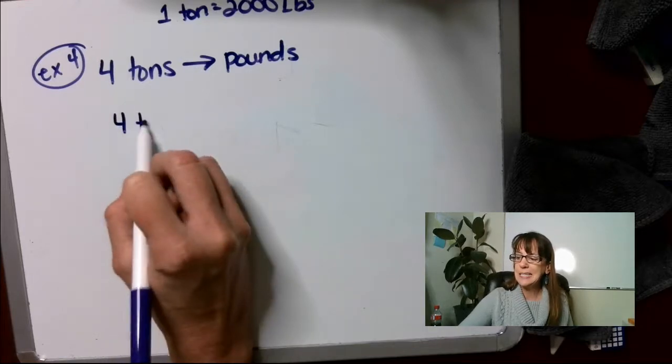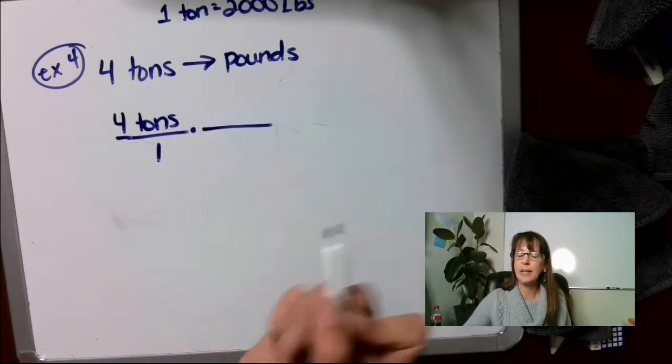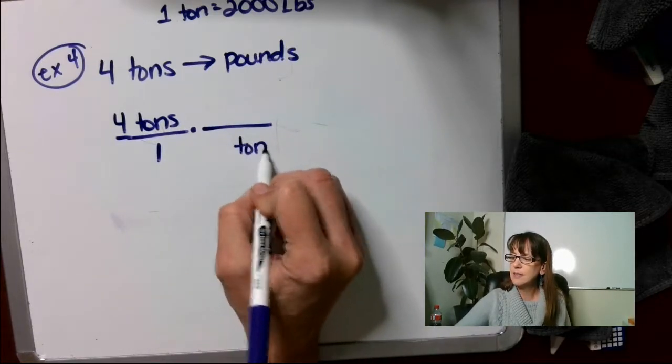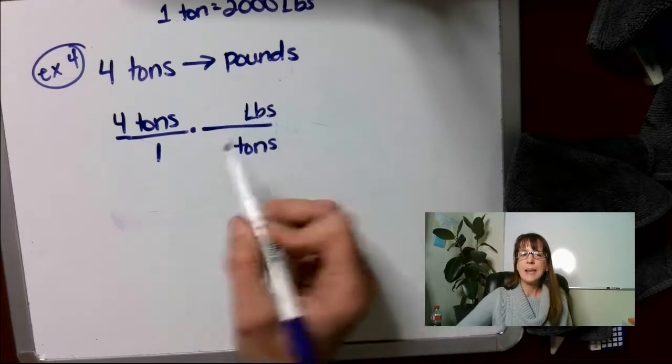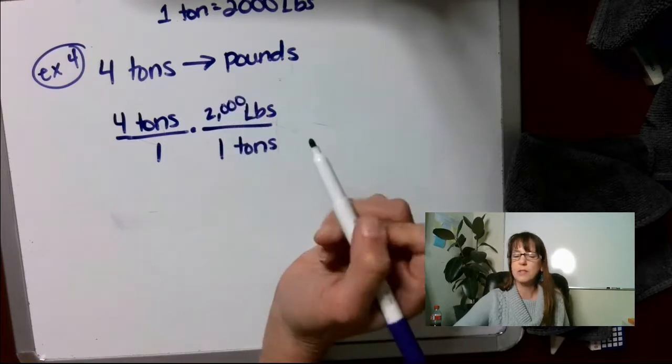4 tons, we put that over 1. We're going to multiply by something. Now tons is upstairs here, so I need it downstairs here. Tons. And I'm going to go to pounds, so I'm going to do LBS. And in 1 ton, there are 2,000 pounds.